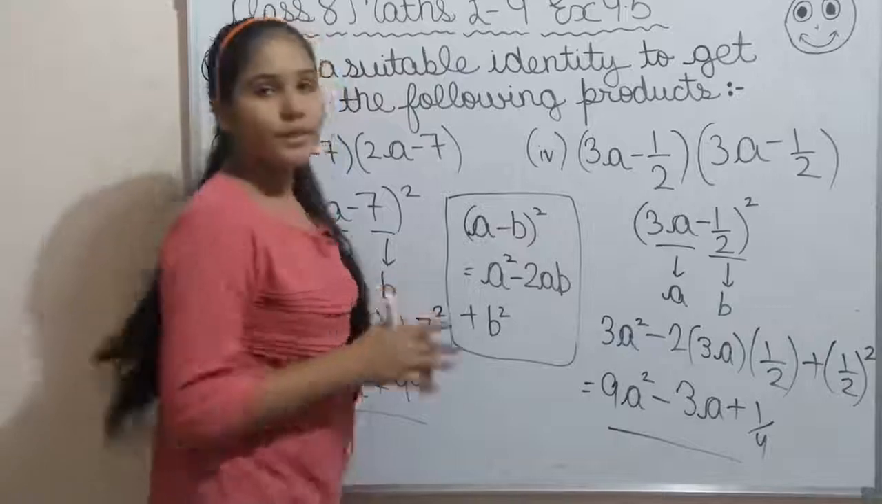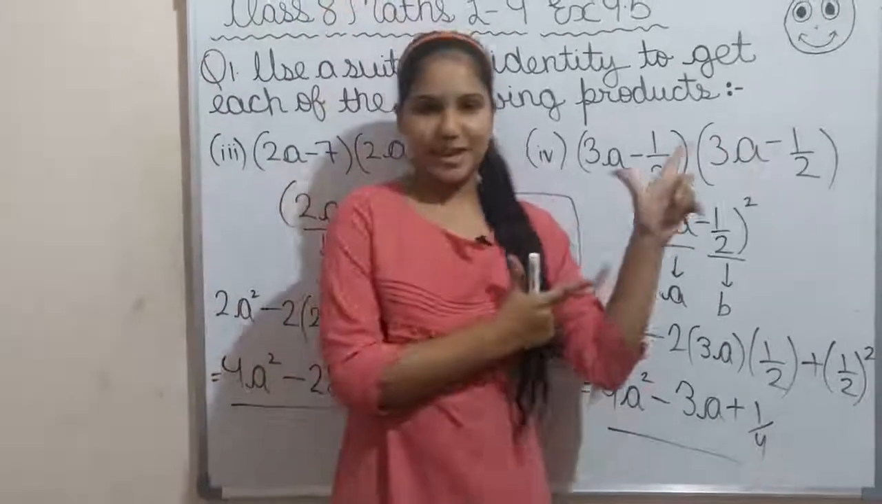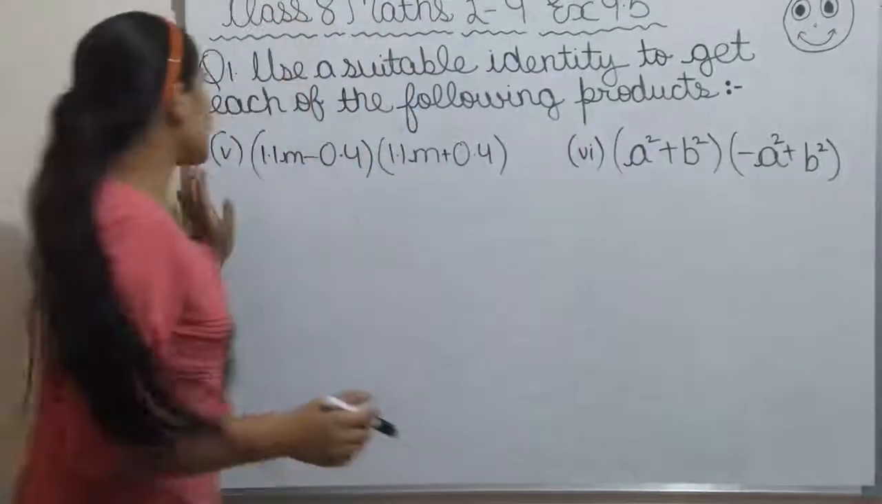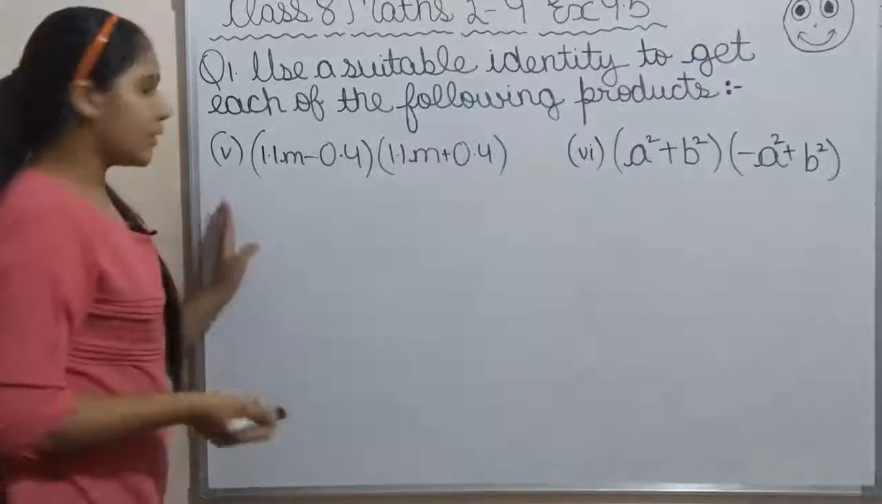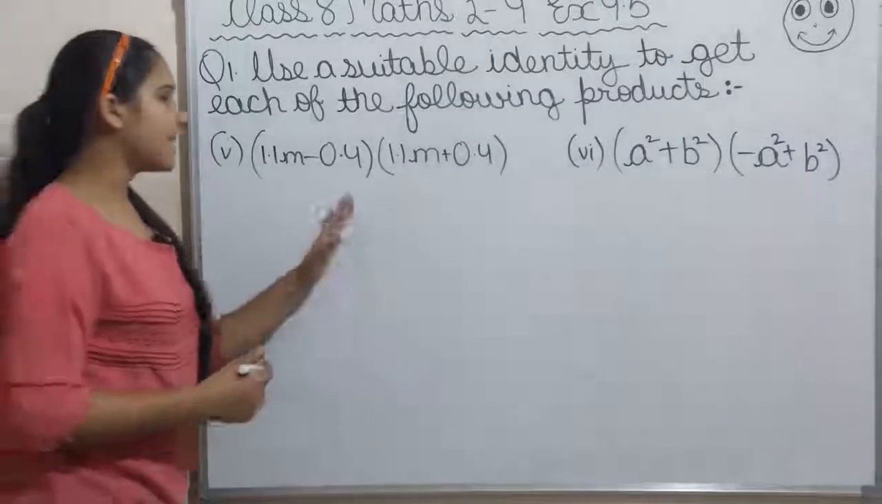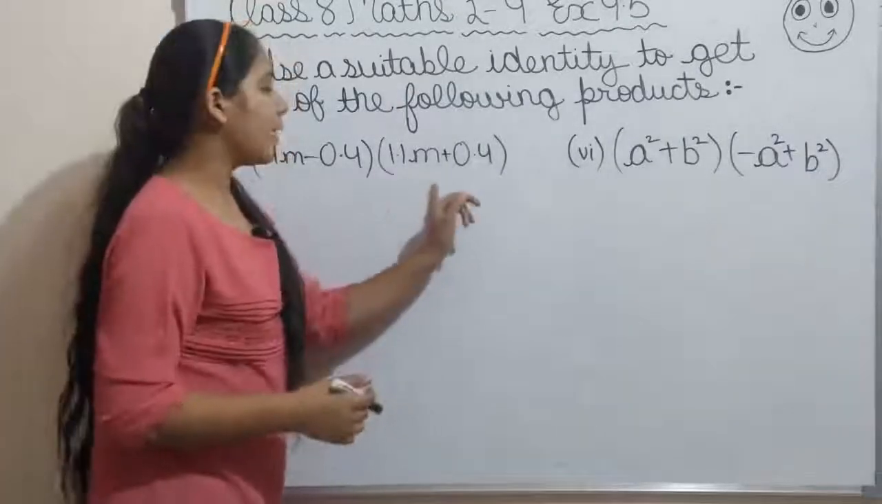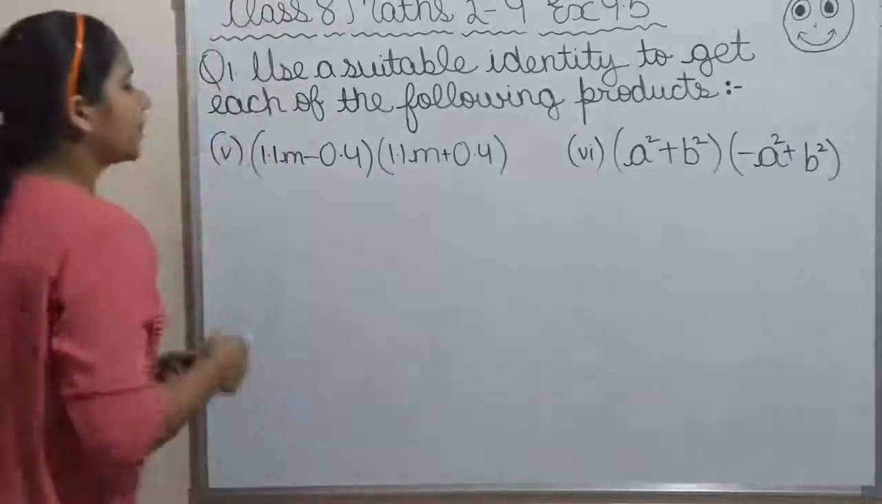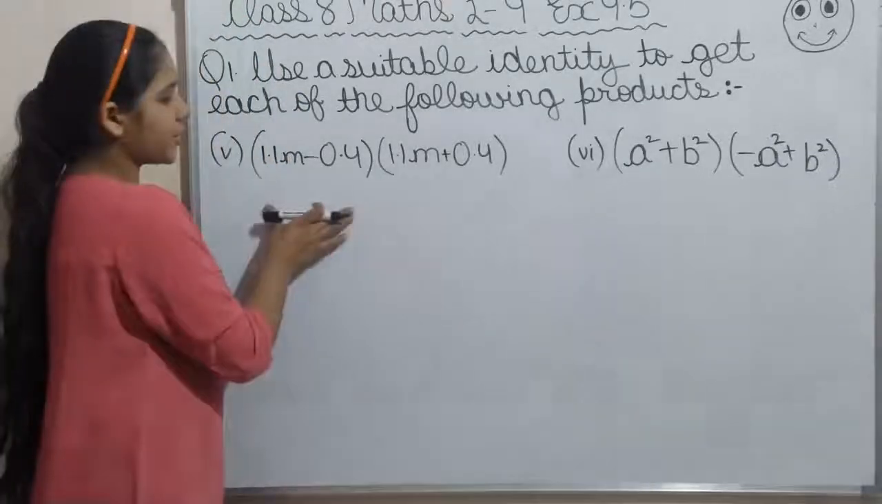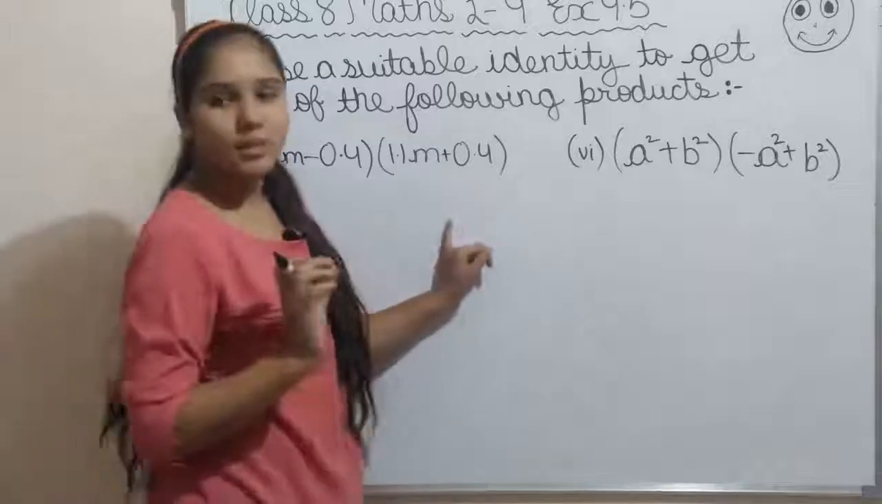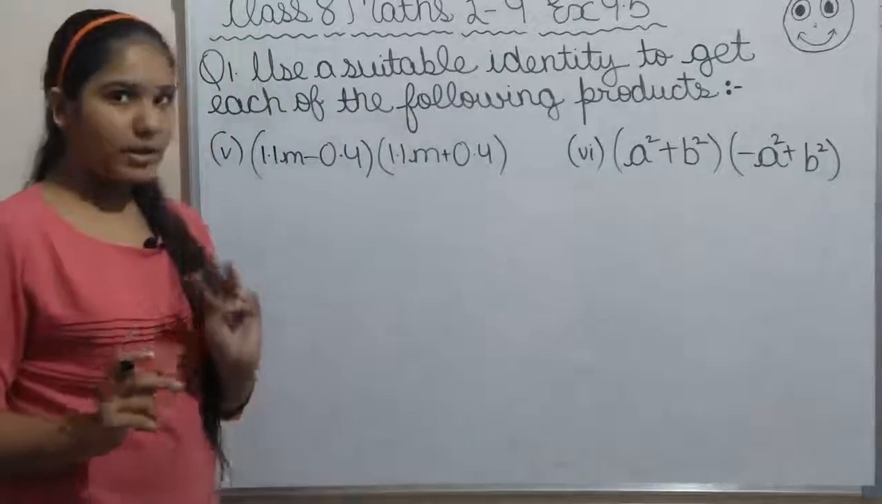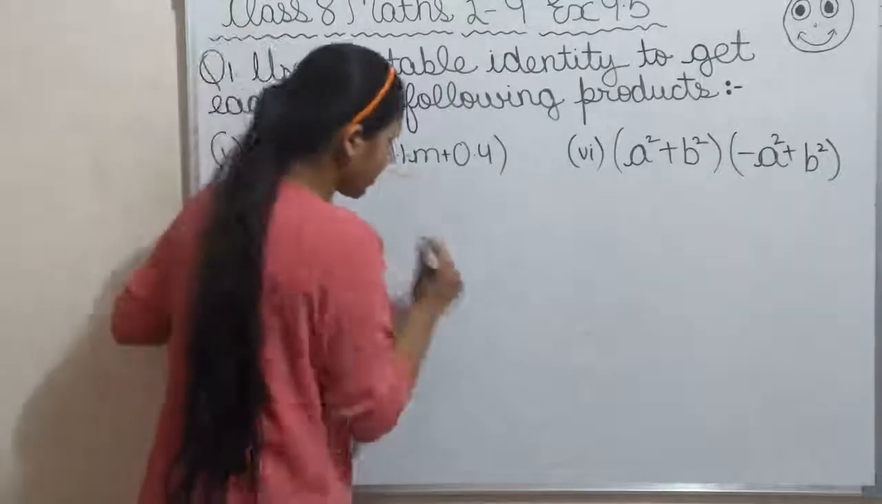So we have done the third and fourth. Let's move to the fifth part. This is the fifth and sixth part. Let's read the first: (1.1m minus 0.4) multiply (1.1m plus 0.4). Here in the first expression it is minus, and in the second one it's plus. So we will use the third identity. What is the third identity?